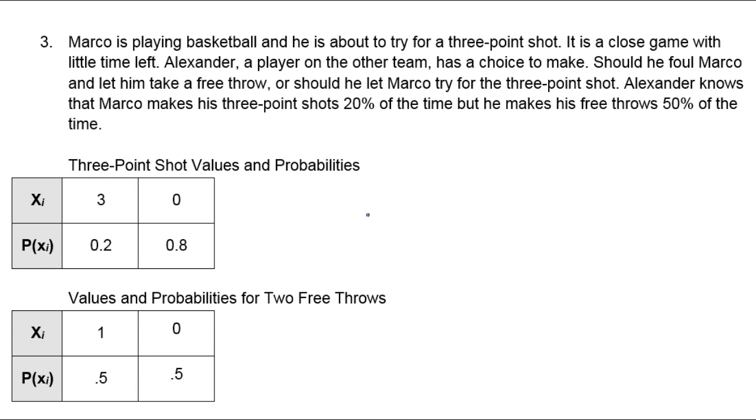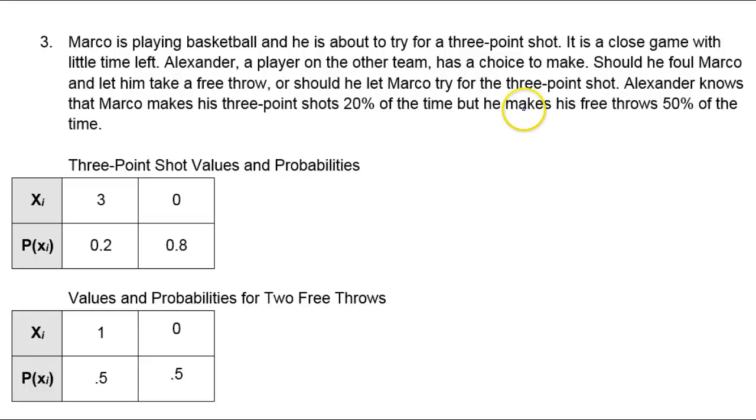Marco is playing basketball, and he is about to try for a three-point shot. It's a close game with little time left. Alexander, a player on the other team, has a choice to make. Should he foul Marco and let him take a free throw, or should he let Marco try for the three-point shot? Obviously, we're assuming that Alexander's not in a position to simply block Marco, which would be ideal.